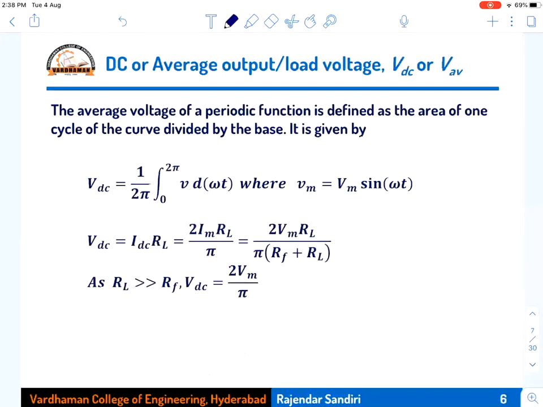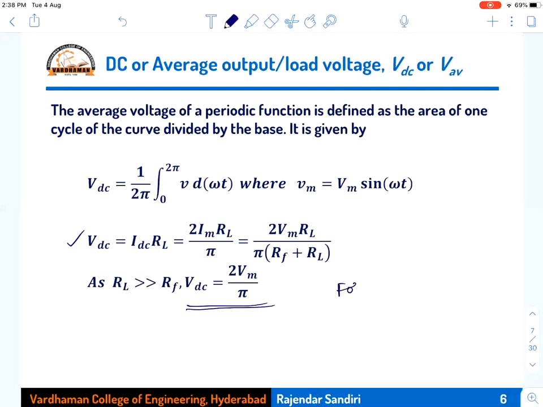Next, the average output load voltage is VDC or V average. The same thing, in place of current we have to take voltage. If I am taking V, then we have to take Vm sin omega t in place of Im sin omega t, or we can directly use Ohm's law and just convert the IDC into VDC. VDC is equal to IDC into RL. Already we got IDC as 2 Im by pi, into RL. Converting Im into Vm, that is 2 Vm RL by pi into Rf plus RL. Then if RL is very much greater than Rf, you will get the VDC value as 2 Vm by pi. So VDC for the full wave rectifier is 2 Vm by pi.